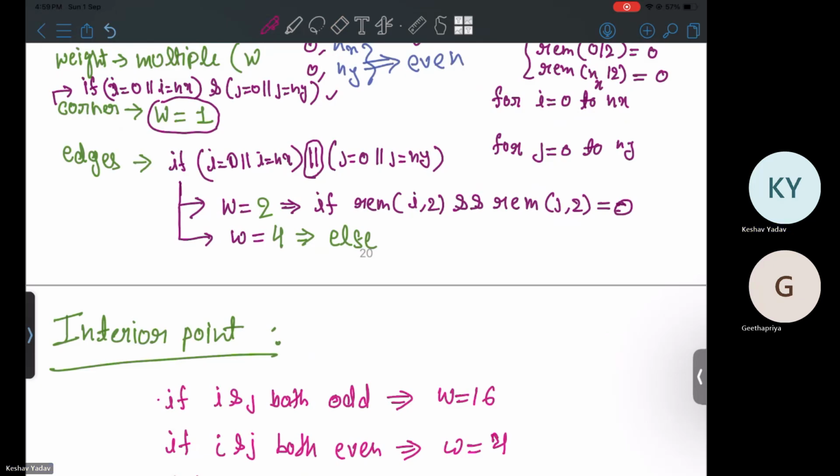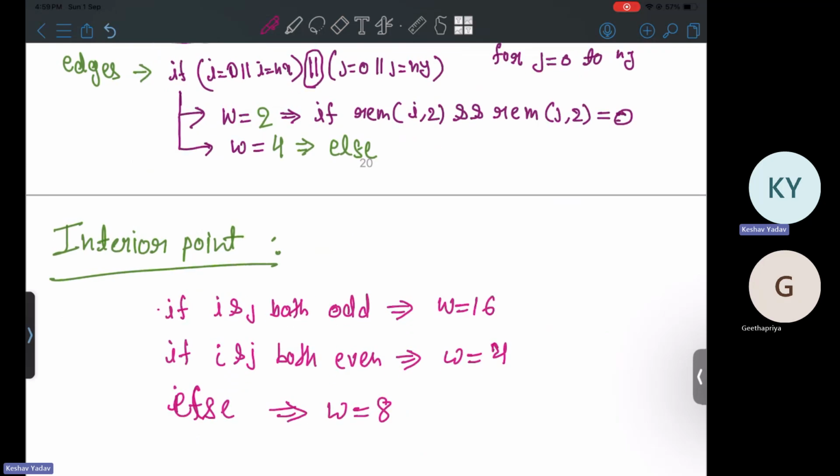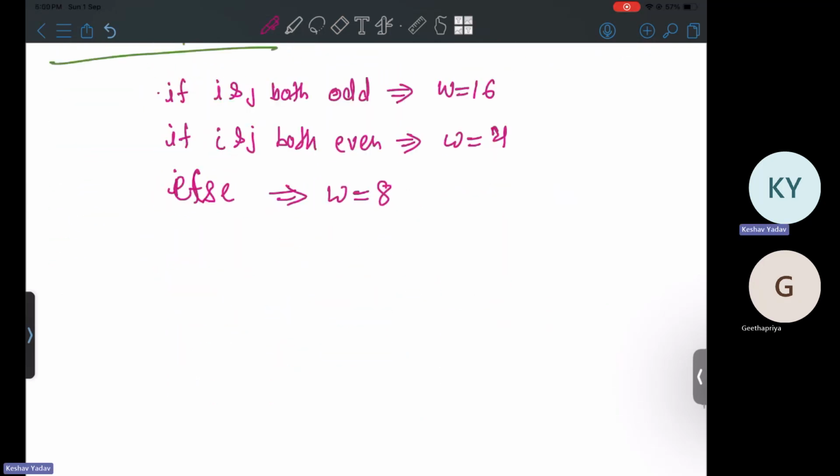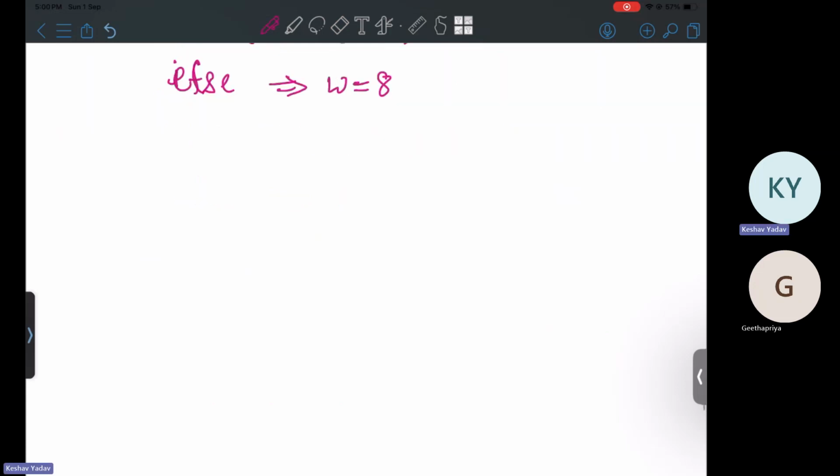Please respond. Are you able to get it? Okay. Now we have found out the W, no? So what we'll do? First we'll define it like this. Suppose my L is equal to this. This will be my pseudo code.